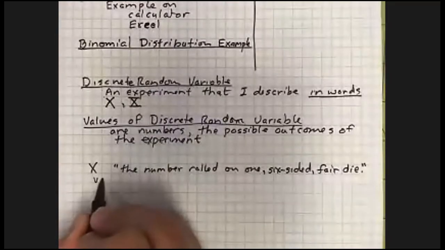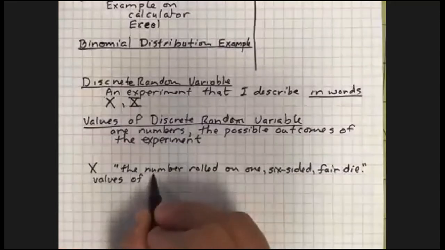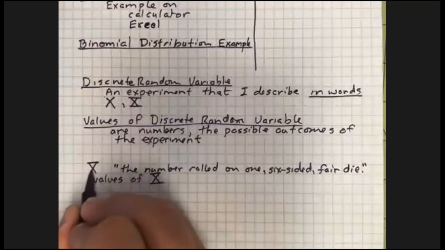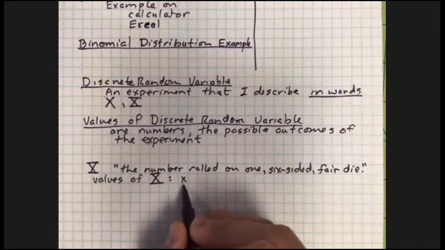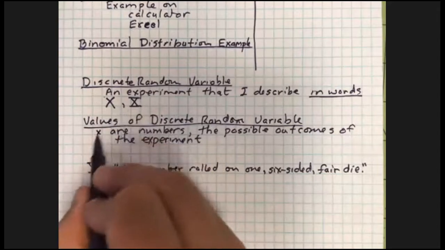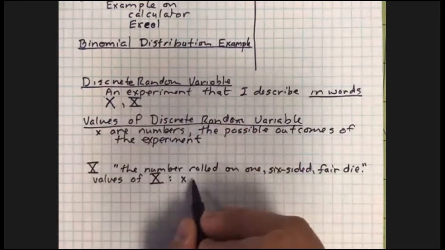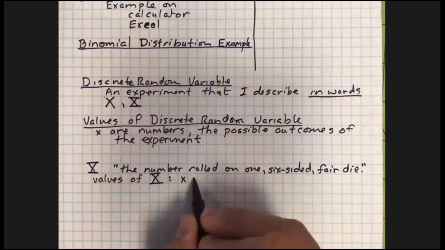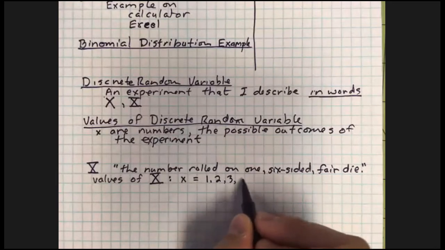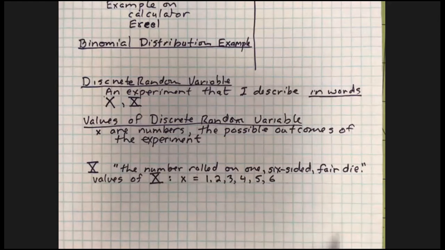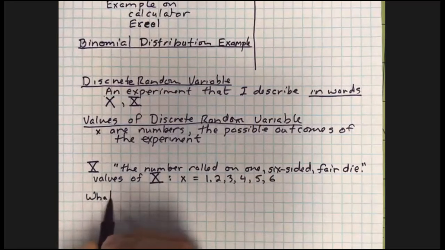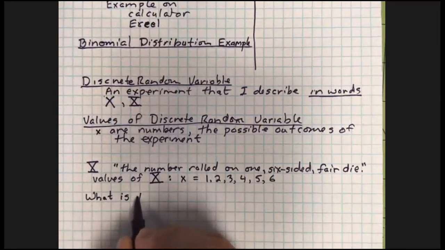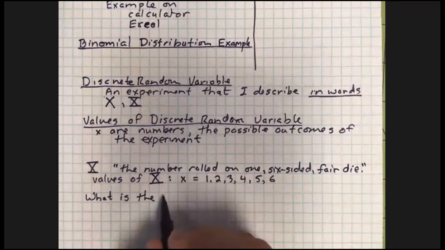What are the values of this discrete random variable X? I'll try to make it a capital X and a lowercase x. Well, for an ordinary six-sided die, the values are little x values. And we use little x for values, capital X for the variable, the discrete random variable. The values for little x can be 1, 2, 3, 4, 5, or 6. Those are the only things that can happen when you roll one six-sided fair die. So now let me show you what the probability distribution function is for this discrete random variable, for this experiment.